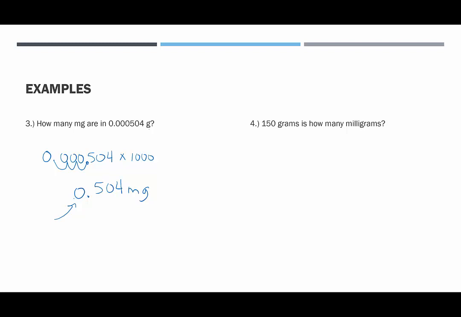And last but not least, 150 grams is how many milligrams? So we would take 150 and multiply it by 1,000. That means we would be moving the decimal point 3 places to the right, or we know that this nice whole number 150 times 1,000 would be 150,000. So we could just say, I know that that's 150,000 milligrams, but if you want to, move the decimal point 3 places to the right and fill in those zeros.